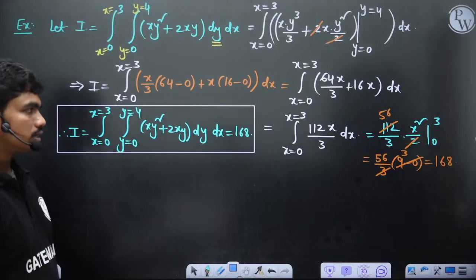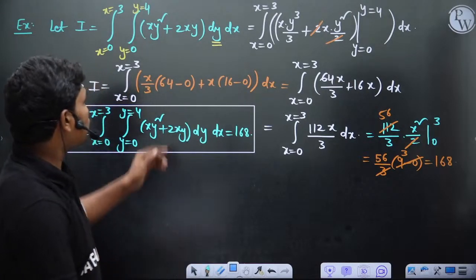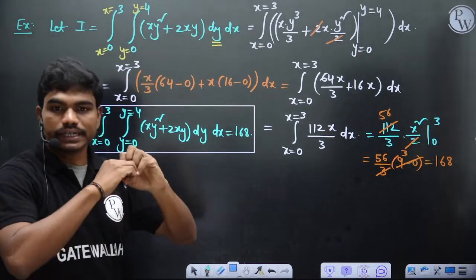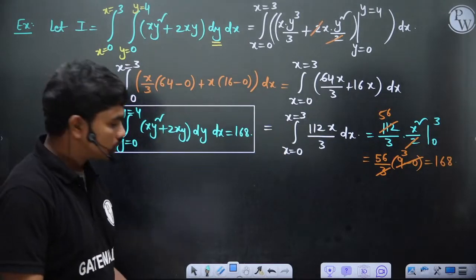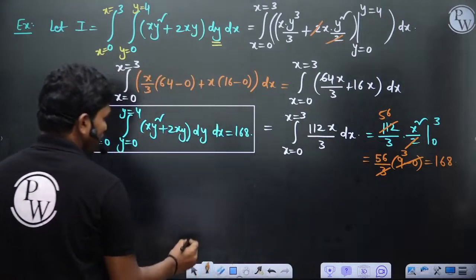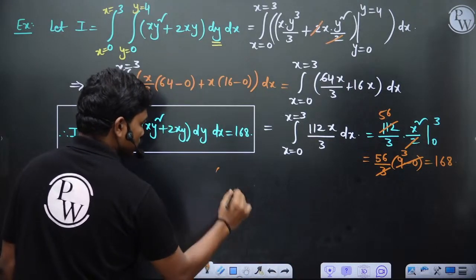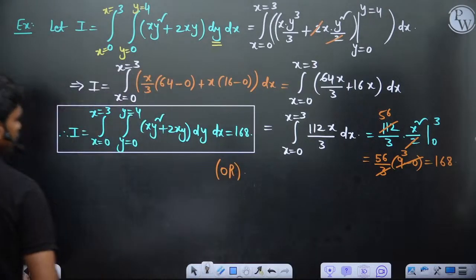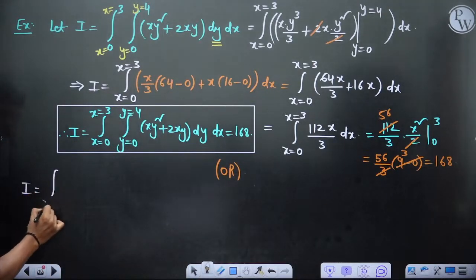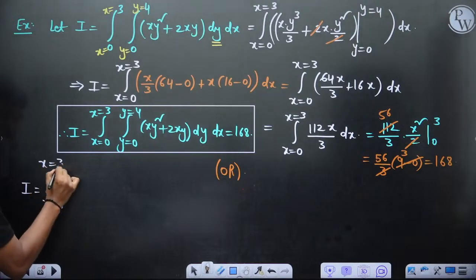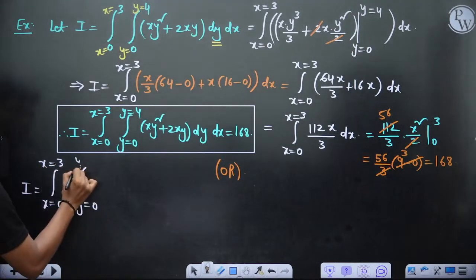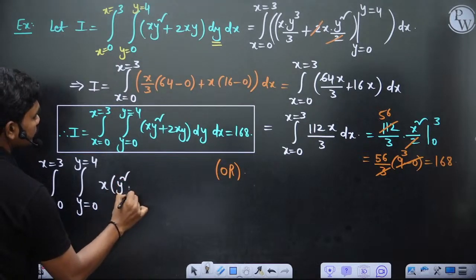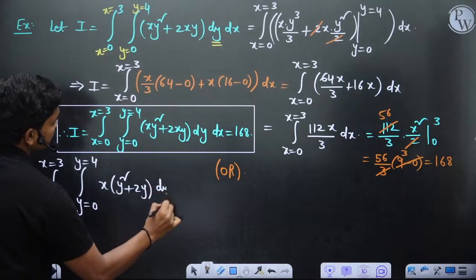Then let us try to understand something. The technique I have given you is xy square plus 2xy. This function can be split into 2 parts. How can we do this? Since these limits are constants and the function is separable, I is equal to integral x from 0 to 3, y from 0 to 4. If I take an x common, I would have got y square plus 2y dy dx.